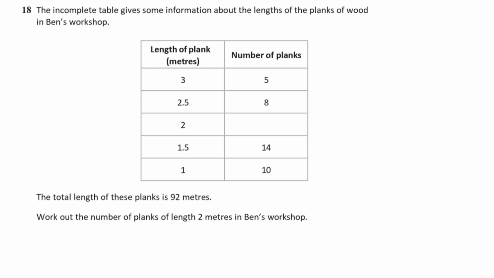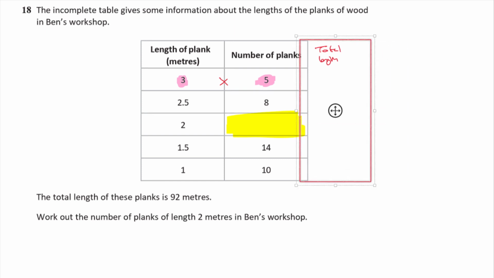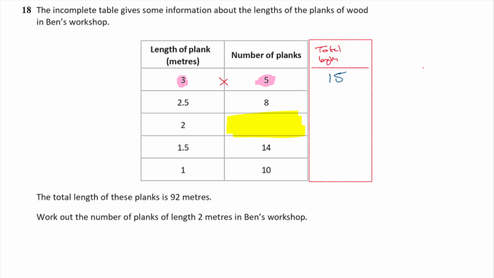So that blank in there doesn't mean we haven't got any. It just means we haven't found it yet. We need to go and find that value. Now, if I've got 5 planks and they are of length 3 meters each, then the total length of those 5 planks I'm going to get by multiplying those together. So I'm going to make a new column called total length. You can use a ruler, I don't need to, I'm on a computer. So 3 times 5 is 15, so those 5 planks have a total length of 15.